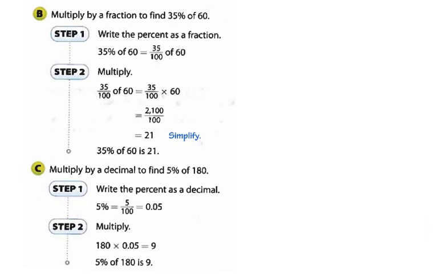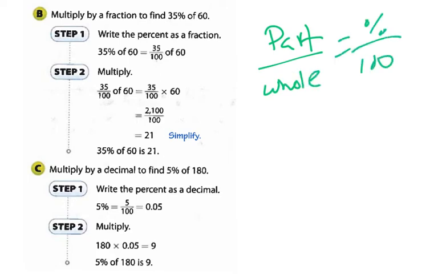Okay, now they're saying multiply a fraction to find 35% of 60. Again, of 60, meaning 60 is the whole. So part over whole equals percent out of 100. 60 is my whole because it comes after of.